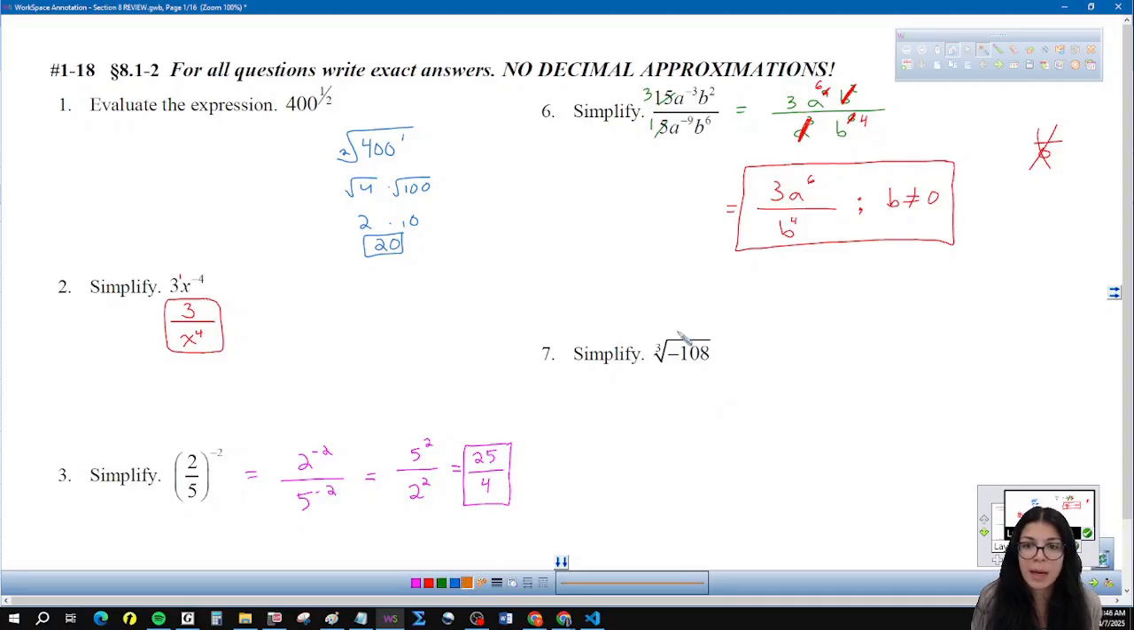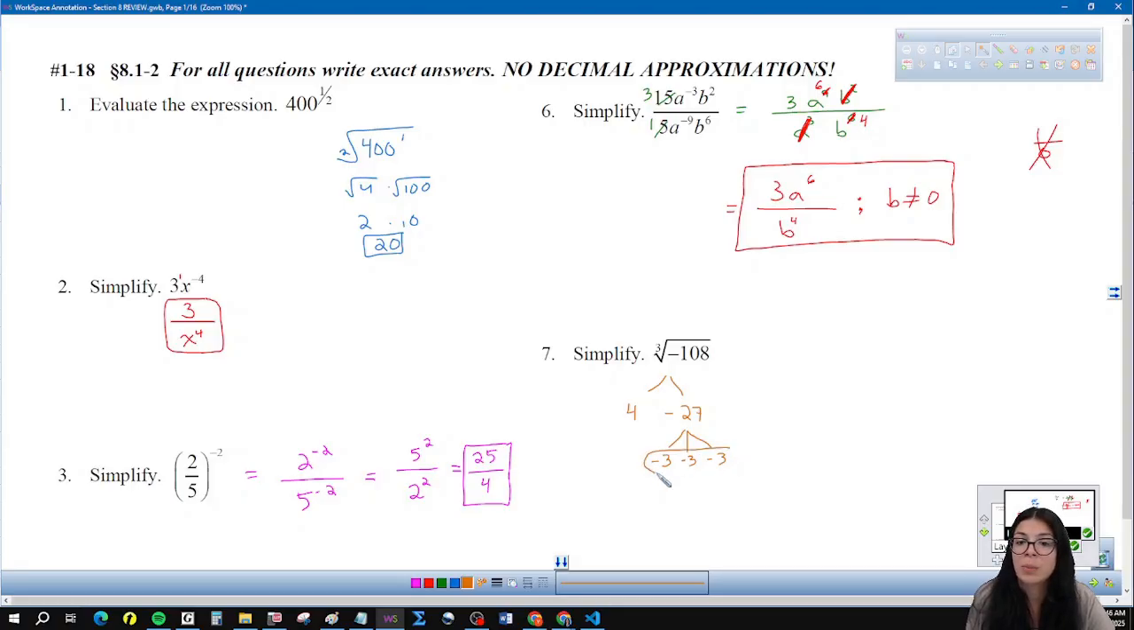On number 7, we have the cube root of negative 108. Now, I can split up 108 into 4 times 27. 4 times 27 does give me 108. And obviously, it's negative 108, so I can put the negative on either 4 or 27. I'll put it on the negative 27. Because 3 copies of negative 3 that multiply to negative 27 would be negative 3.